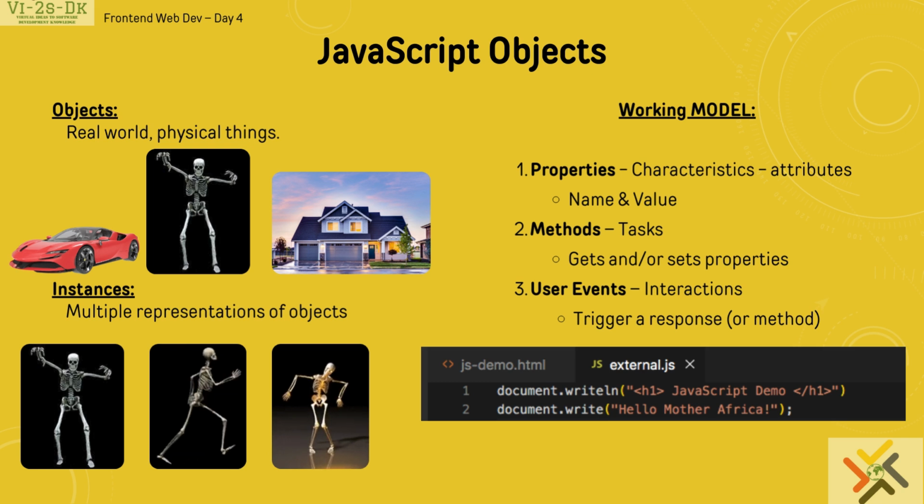The methods are actually the things that can be done. You can get or set the properties with the methods. But in order for the methods to be done, you need something to trigger them, which are events that are triggered by the user.